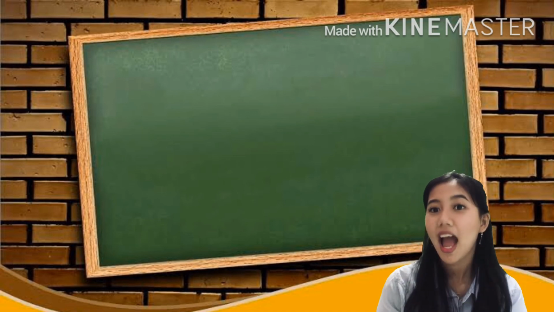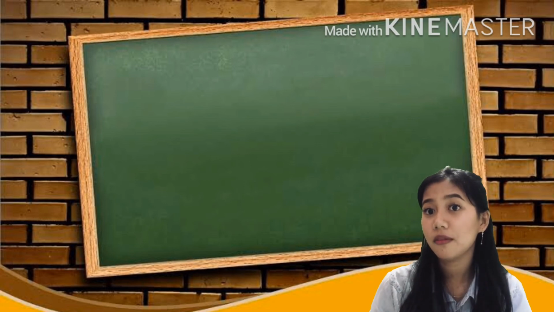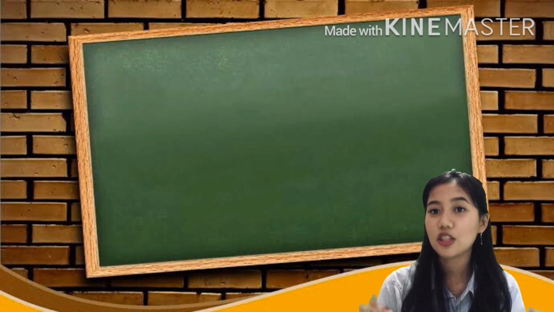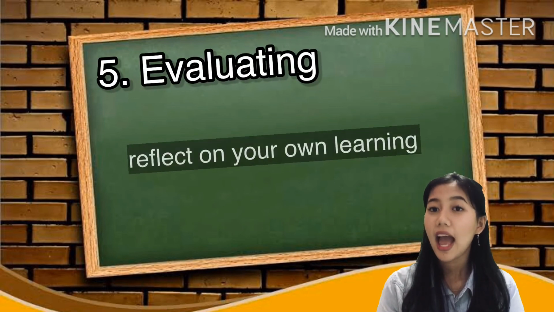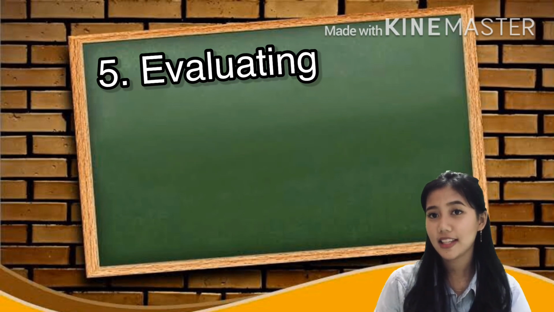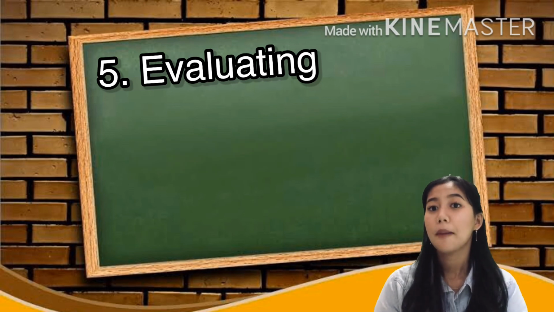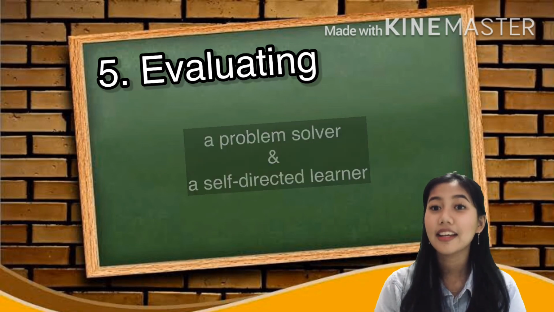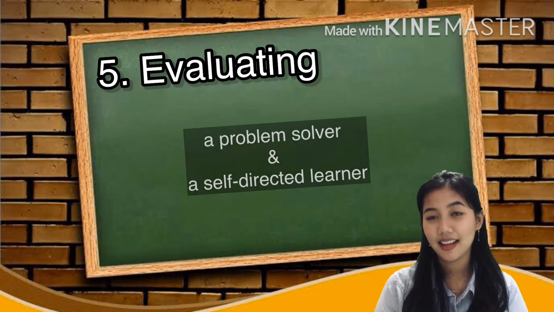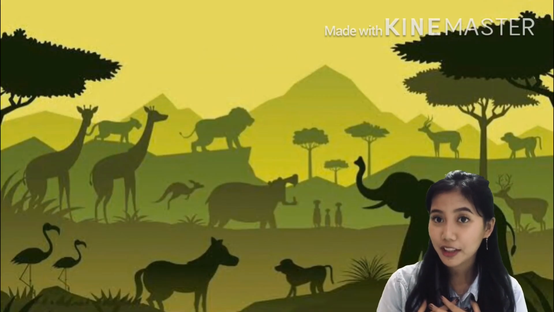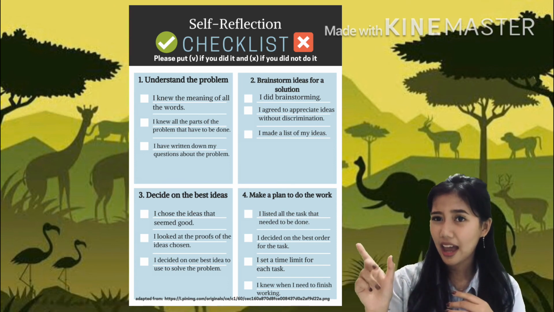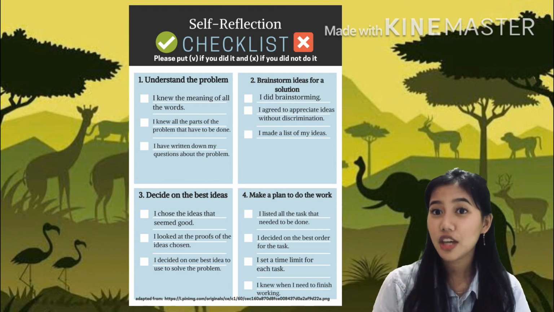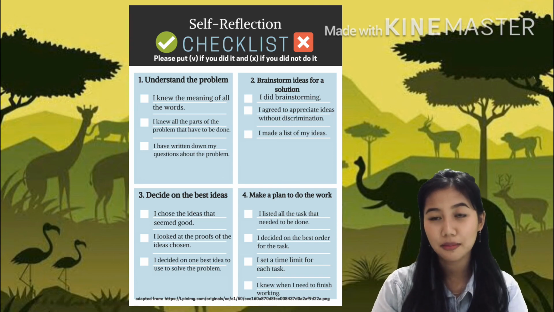Last but not least, everything you've done must involve an evaluation. This stage is called evaluating. You will reflect on your own learning and evaluate how you did as a learner in terms of being a problem solver and a self-directed learner. Here, I provide you a self-reflection checklist. And it means that you have to judge yourself as honest as possible because it will not be scored.